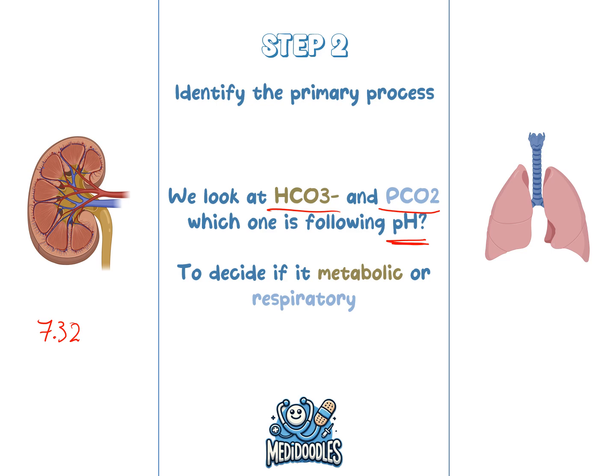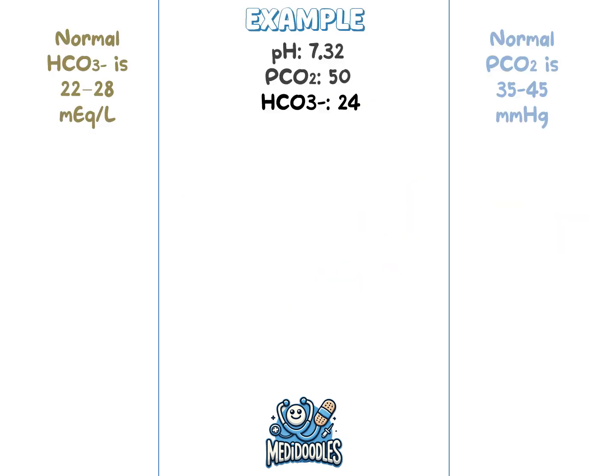Because the pH is acidic, means the primary process has to be acidic. Okay? And then we can decide if it's metabolic or respiratory. If it's the problem with bicarbonate, it's considered metabolic. If the problem is with carbon dioxide, then it's considered respiratory.